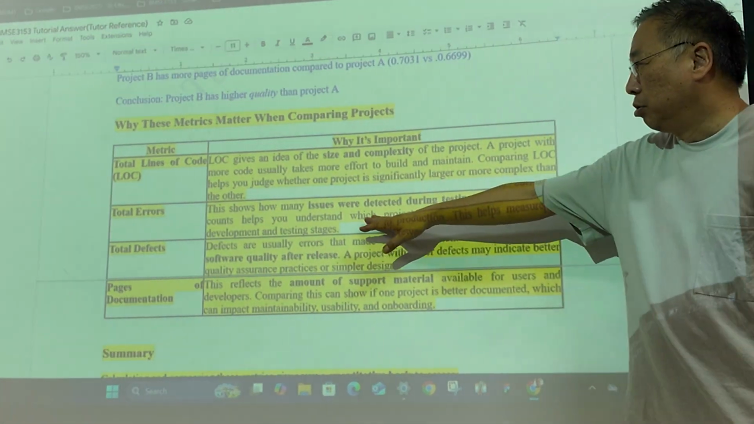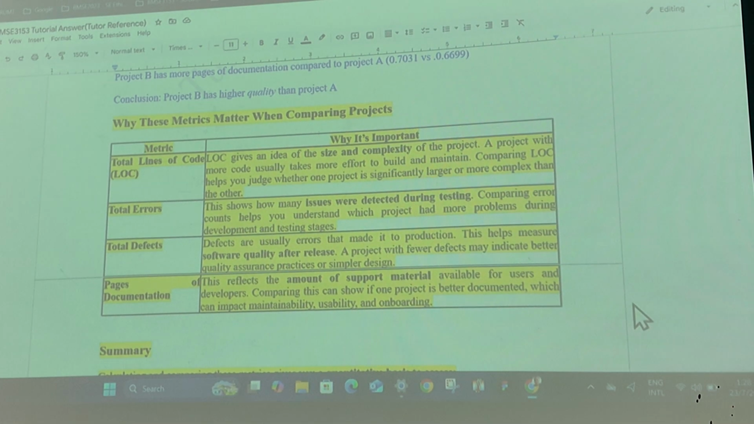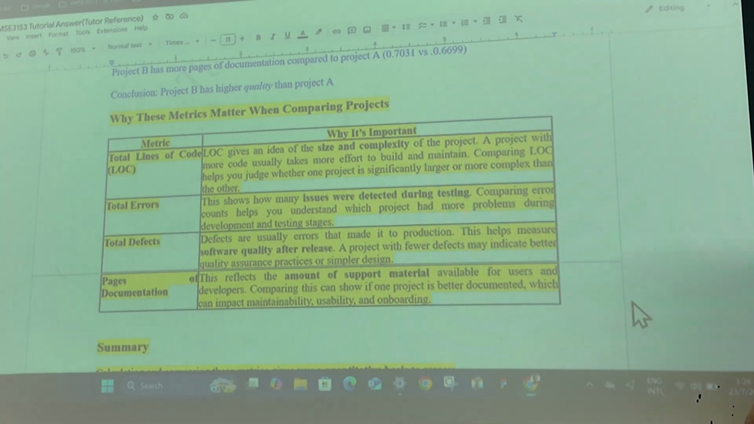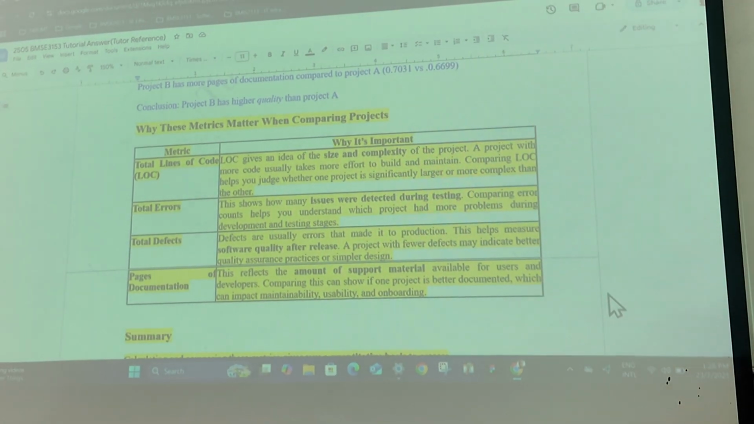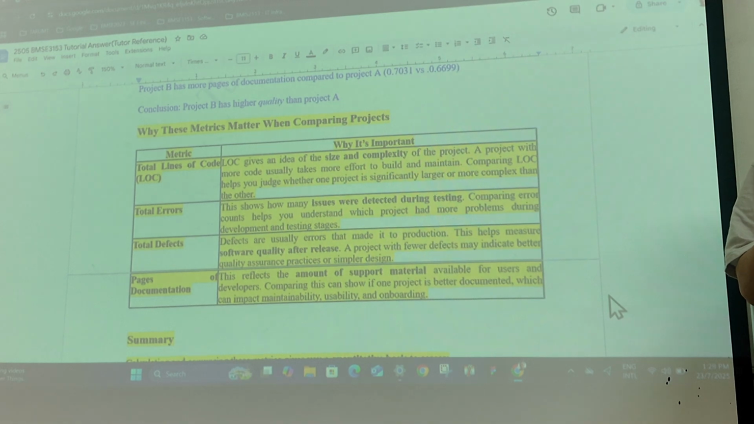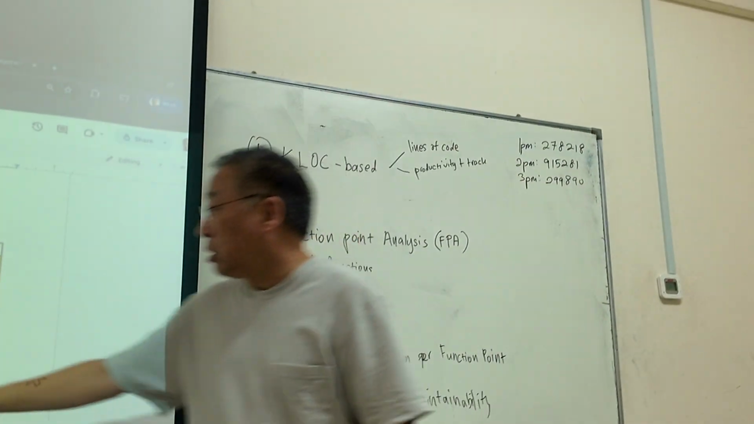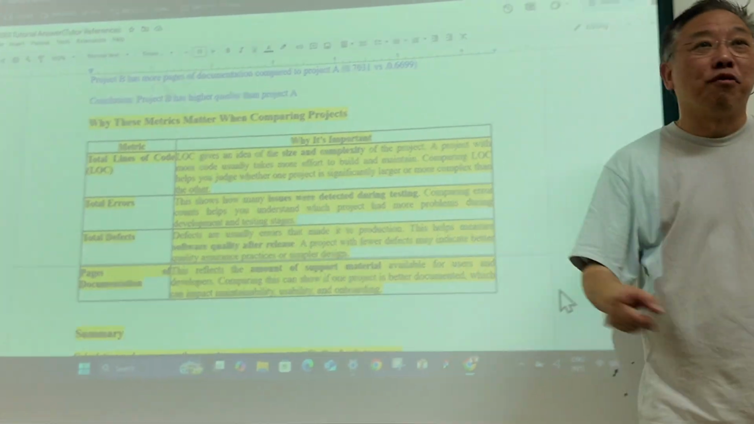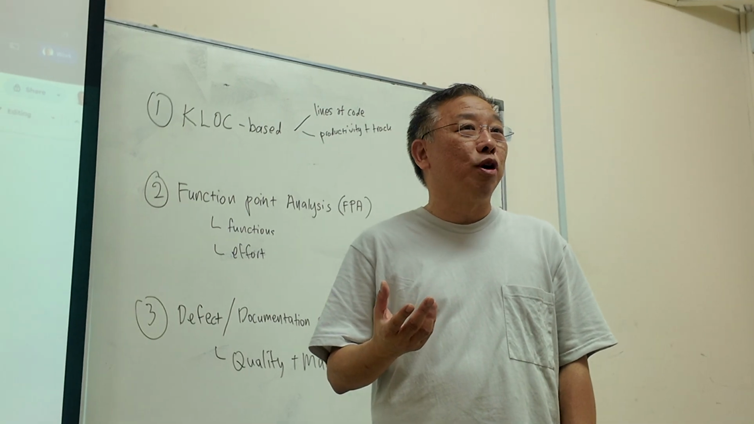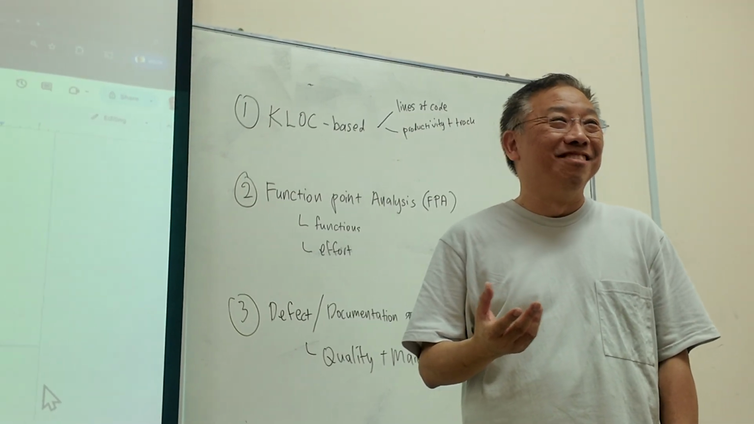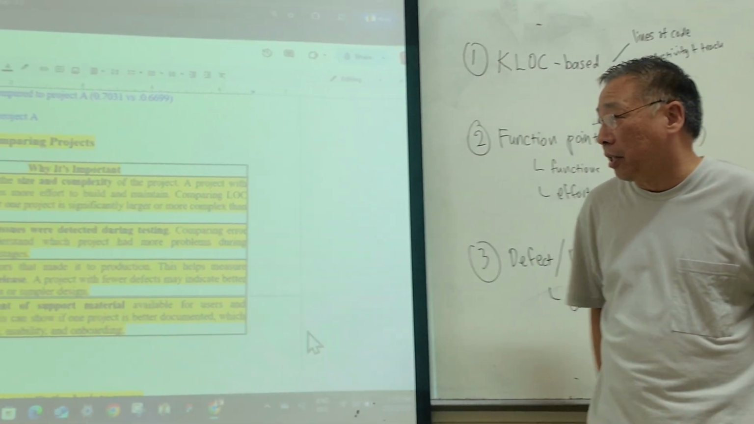Total errors tell you how many bugs you discovered during your testing, so this one you can compare. Total defects, as I said, helps you figure out whether your testing was good and you had enough quality control during your testing. Because if you still got bugs after you release the software to the users, which is the defects, it might tell you that your software quality control is not very good. You still got a lot of bugs. And it allows you to compare different projects together.